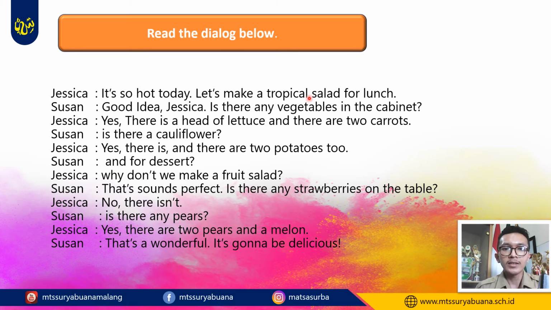Well, students, let's identify which sentence is called a positive sentence, an interrogative sentence, or maybe a negative sentence. Alright, the first one: Is there any vegetables in the cabinet? This sentence is called a question or interrogative sentence, using there is or there are. The next one: there is a head of lettuce and there are 2 carrots. This sentence is called a positive or affirmative sentence.